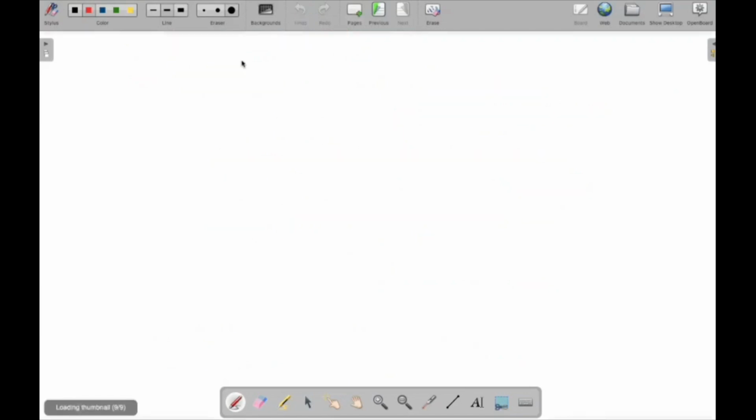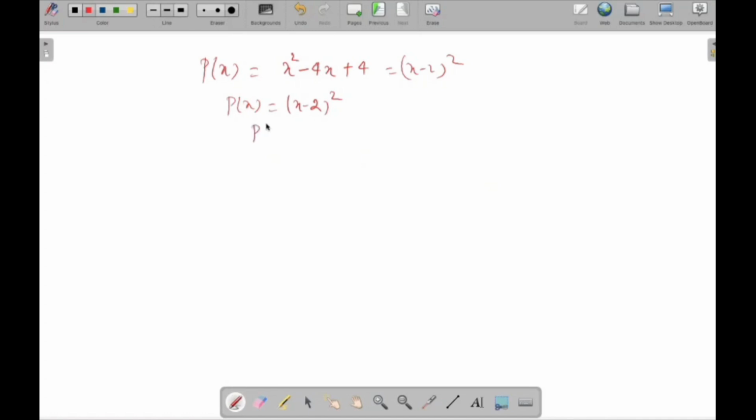So for example, if I have another polynomial of the form, say x square minus 4x plus 4, which is nothing but x minus 2 whole square. So I've just written it this way. And if I want to get the zeros of this equation, p(x) is equal to x minus 2 whole square. And in this case, when I put p(2), I'll get 2 minus 2, which will be 0.